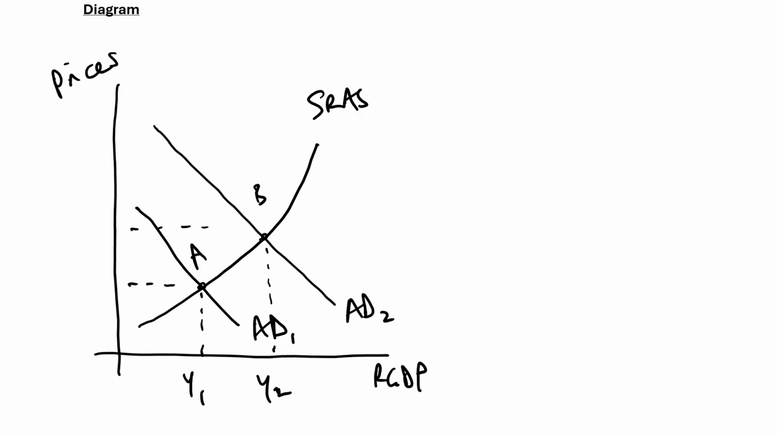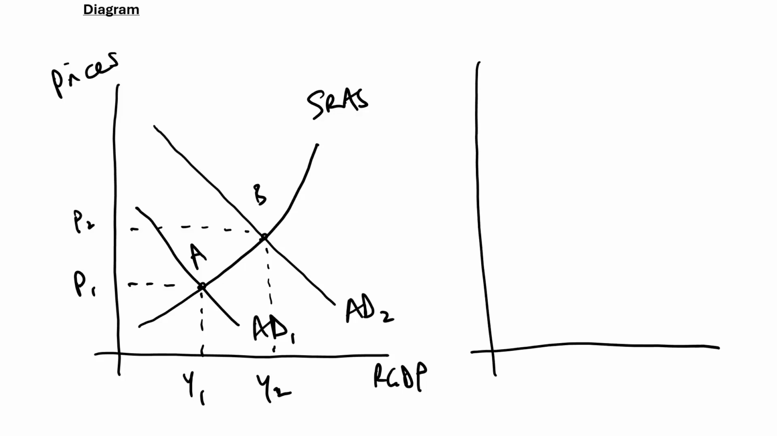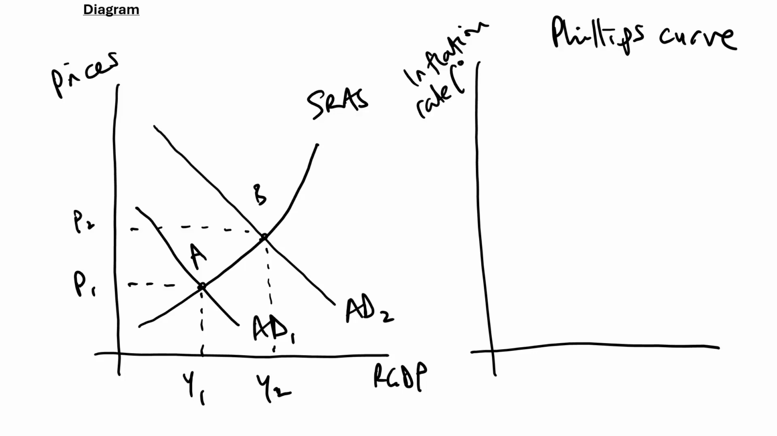And at point A we might be at, let's say, P1, and at point B we'll be at P2. Then over on the right-hand side, I want to draw this thing called the Phillips curve. I'll label this Phillips curve. On the Phillips curve, we're going to have inflation on the vertical axis, so that's the inflation rate, maybe in percentages. And on the horizontal axis, we're going to have something like the unemployment rate.